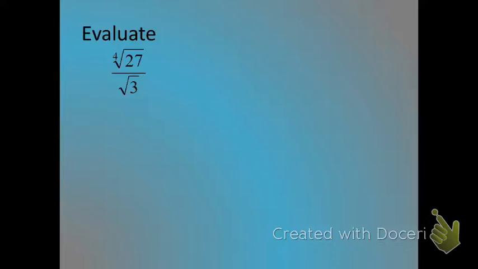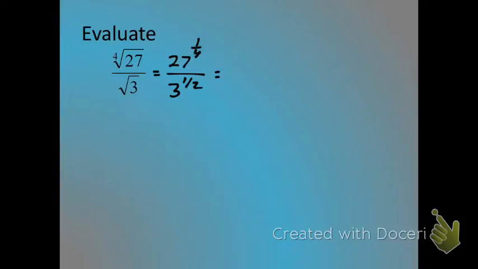But that's where the beauty of, yes, I just said beauty in math, the beauty of rational exponents comes, because now we can simplify this. So convert these into rational exponents. So you have 27 to the 1/4 power over 3 to the 1/2. Once again, no calculator section. Here's the trick that I'm going to show you.